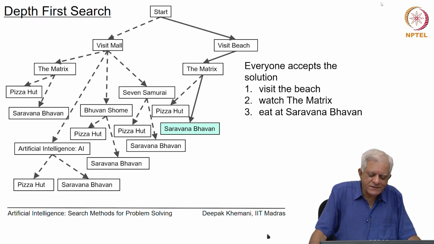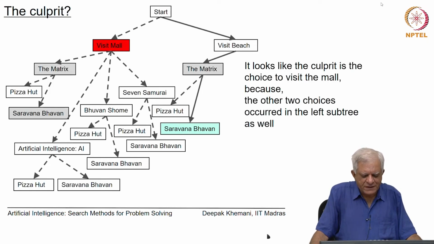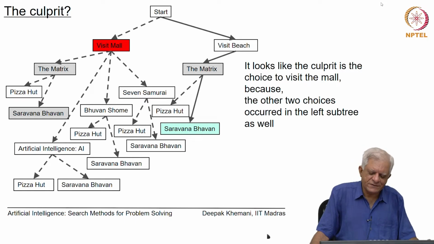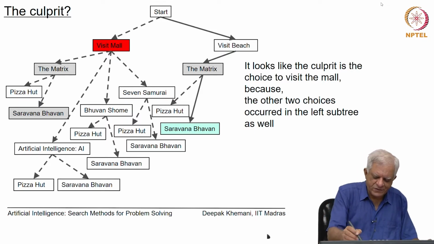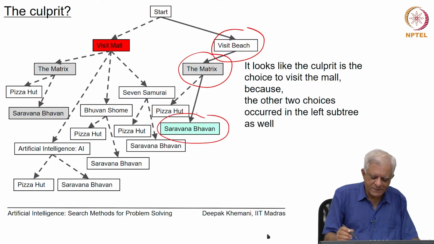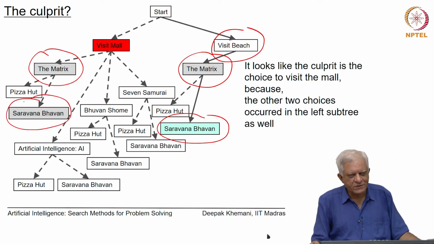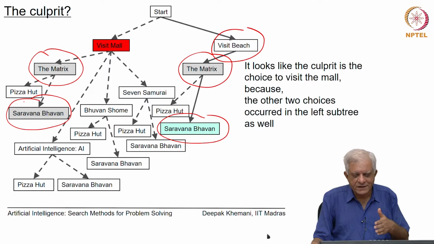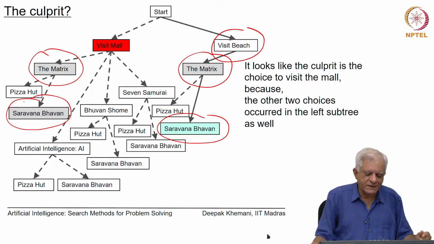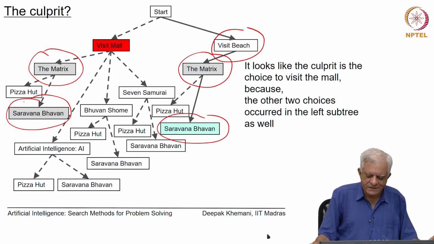Now, if you look at this space that you have explored carefully, you would see that probably the culprit choice was the mall essentially, because if you look at the solution that we have looked at, which is to visit the beach, to see the film Matrix and go to Saravana Bhavan, of these two, which is the Matrix and Saravana Bhavan, were there earlier also, and the only thing that changed from the accepted plan to the rejected plan is that there was a mall visit.